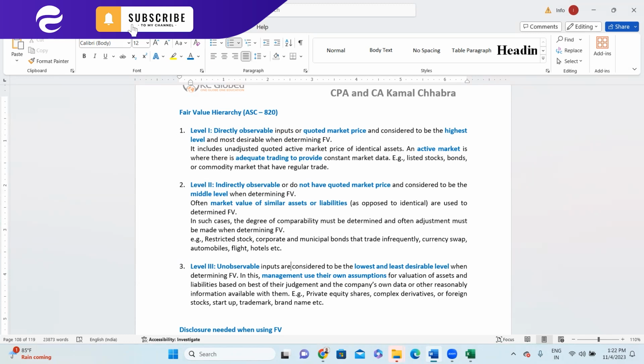Level 3 is when you neither have an active market nor any idea about the fair market value based on the Level 2 approach. Then the third approach is used, and this is considered the least preferred approach. You will look at the first level and then the second level. If the first level is not there, then the second level. If the second level is not there, then you jump onto the third level, right?